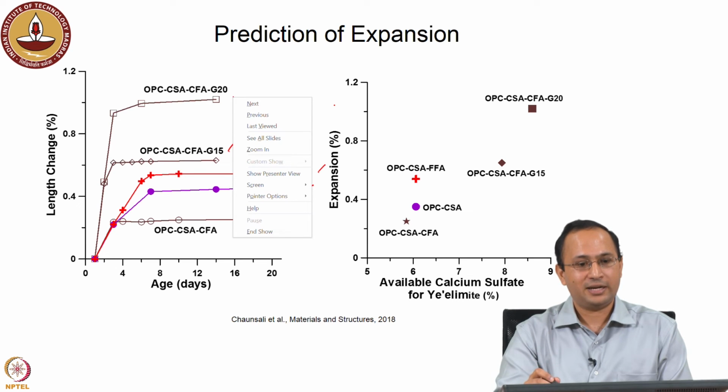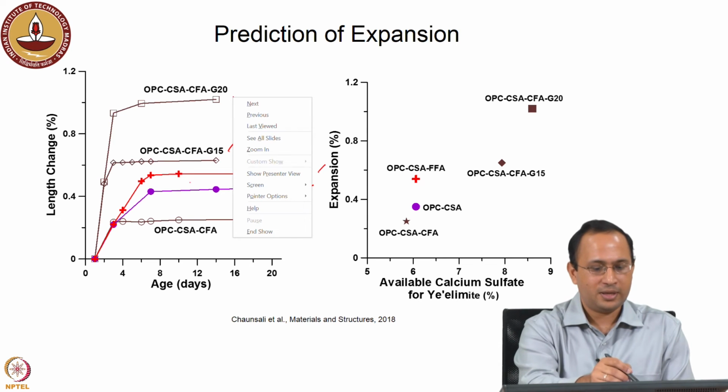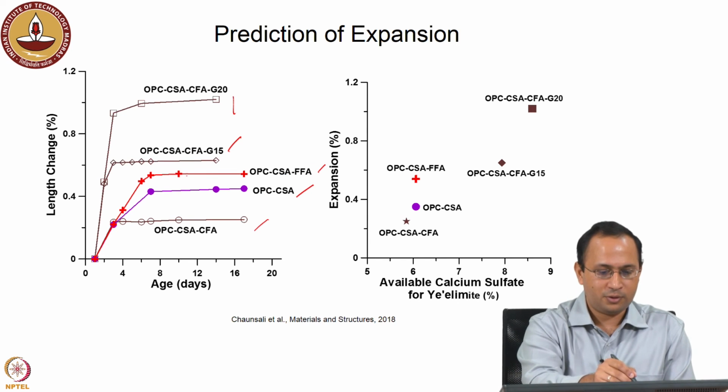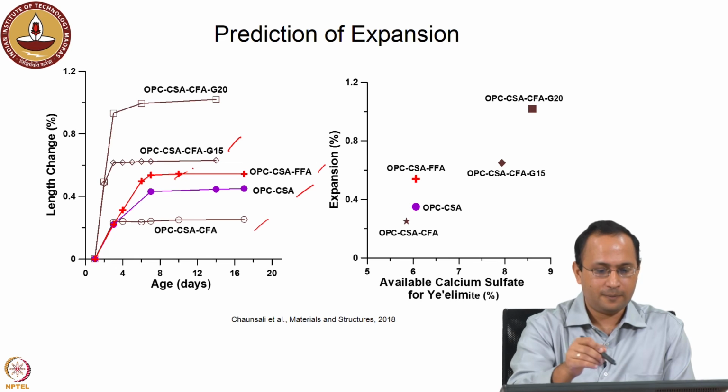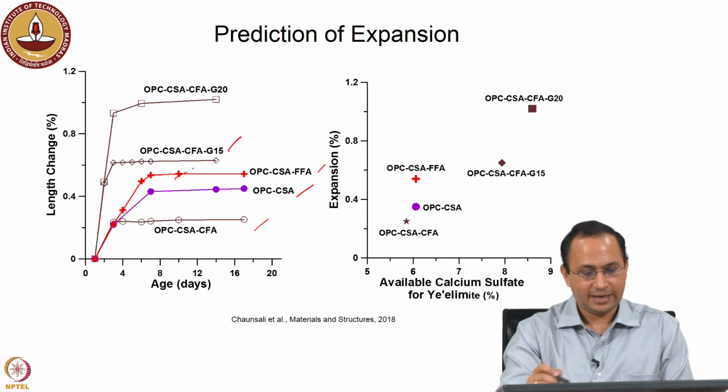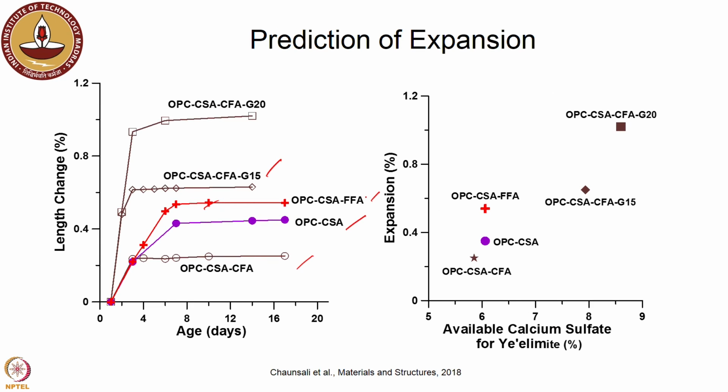Suppose your target is to achieve a level of expansion. Suppose you have a class F fly ash, and you want your system to expand like class F fly ash, but you have class C fly ash, then you can add gypsum. You know that there is going to be a gypsum depletion in class C fly ash. So, we can add gypsum and get that expansion back.